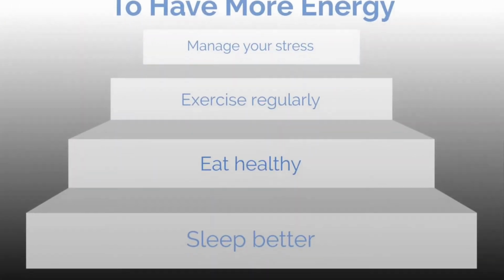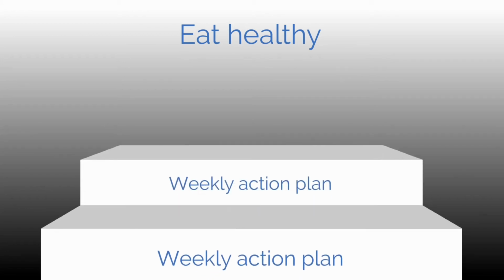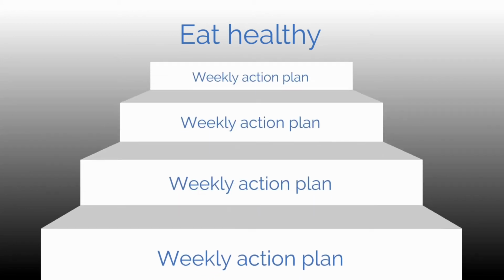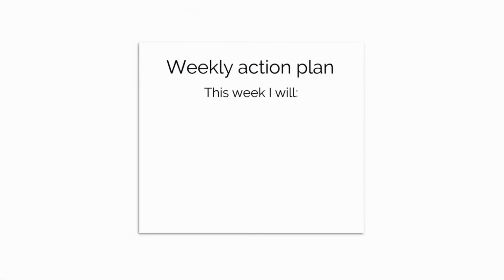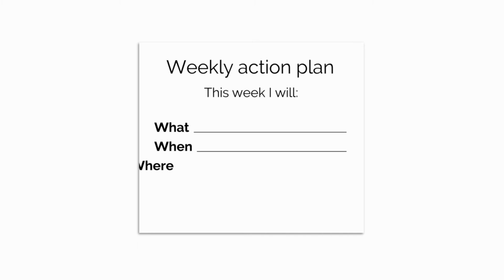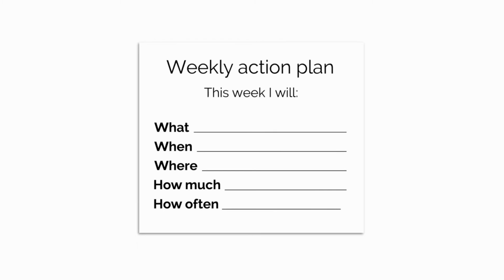The next step is to make an action plan to help you achieve that goal. Divide your goal into smaller steps each week. Ask yourself, what am I going to do this week? When am I going to do it? Where am I going to do it? How much am I going to do? And how often am I going to do it?